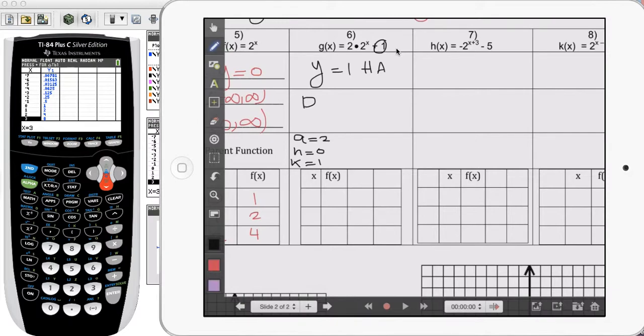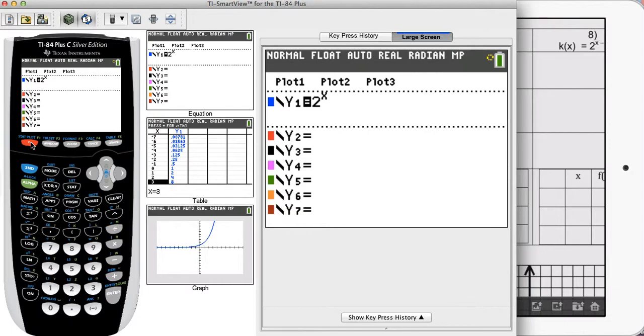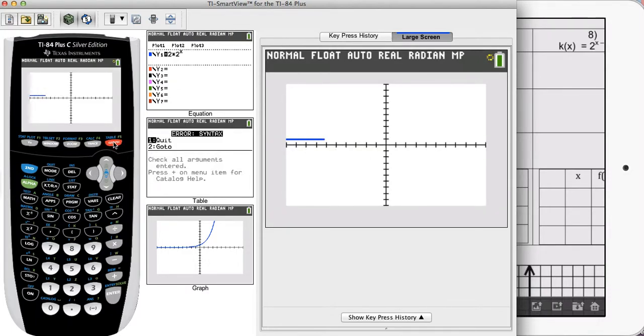Now I can safely say that my domain is going to be from negative infinity to infinity, always. My range, since the a is positive, is going to be from the asymptote to infinity, but we're going to double check that in a minute. So let's go ahead and put this in our calculator. It's going to be 2 times 2 to the power x, and move over. This plus 1 is not in the exponent. Now let's graph it. There you go. As you can see, it looks like it's on the horizontal asymptote, but it's not.